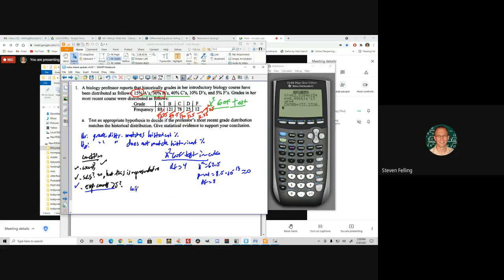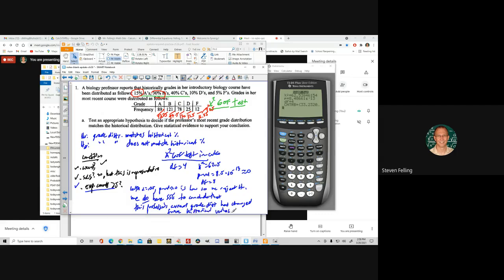So we would say with a significance level of 0.05, a p-value of approximately 0 is low. So we reject the null hypothesis. And therefore, since we are rejecting, we do have sufficient statistical evidence to conclude that this professor's current grade distribution has changed from historical values.